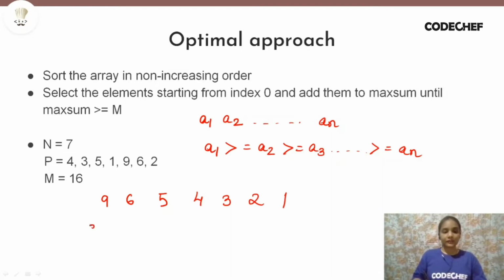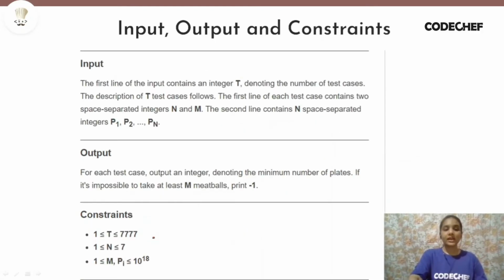So first we'll select 9. 9 is not greater than or equal to 16. So we'll select 6. Now 9 plus 6 is 15. 15 is again not greater than or equal to 16. So again we'll select 5. Now 9 plus 6 plus 5 is 20, and 20 is greater than or equal to 16. So we have got our answer. We have selected 3 plates. So the minimum number of plates that we need in order to eat at least M meatballs will be 3.